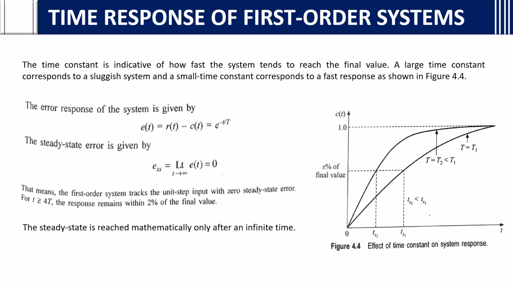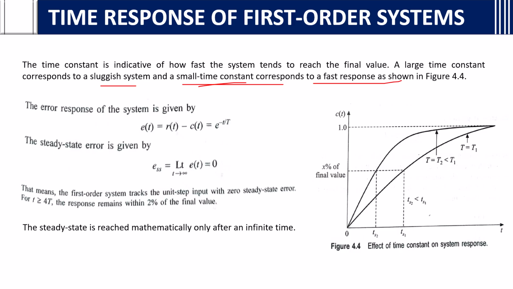The time constant is indicative of how fast the system tends to reach the final value. A large time constant corresponds to a sluggish system, a lazy system or a slow system. A small time constant corresponds to a fast response. It is just the reverse. If large time constant, it is a slow system. If it is small time constant, it is a fast response.